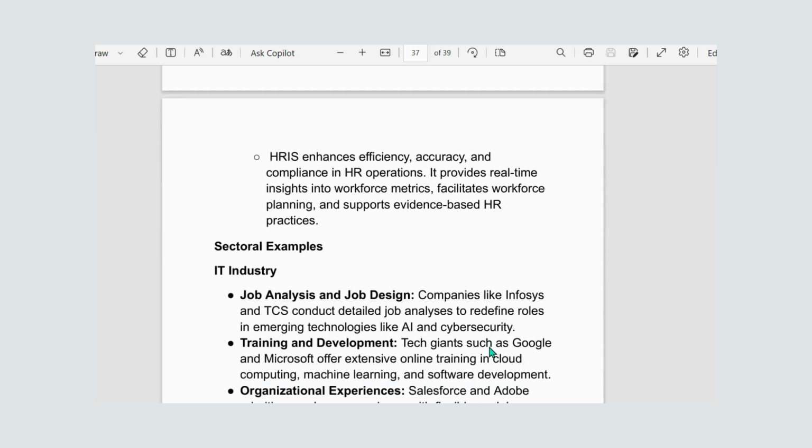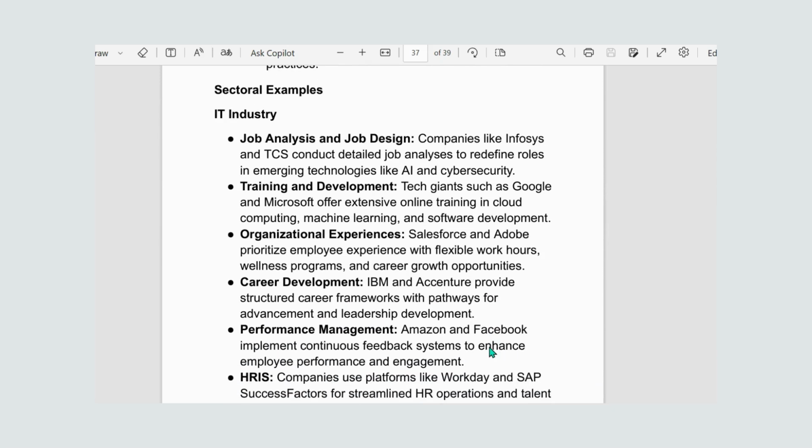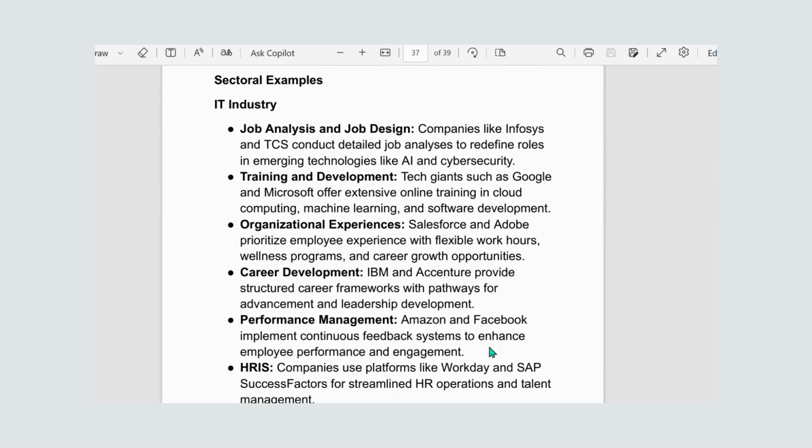Now let's see the sectoral examples. We can take the example of the IT industry, where companies like Infosys and TCS conduct job analysis to redefine the roles in emerging technologies like AI and cybersecurity. Then tech giants like Google or Microsoft offer extensive online training in cloud computing, software development, machine learning, and so on.